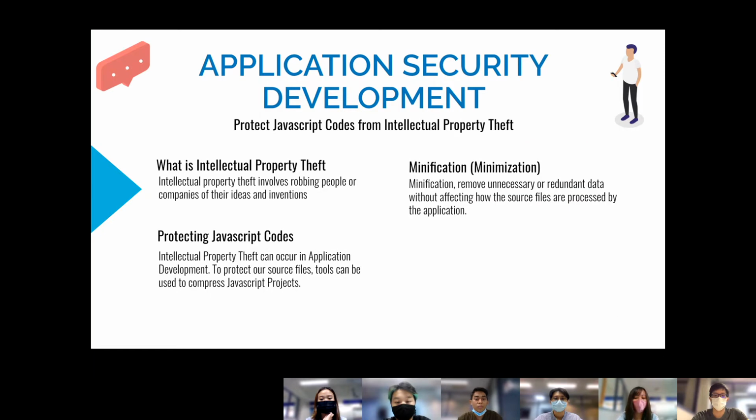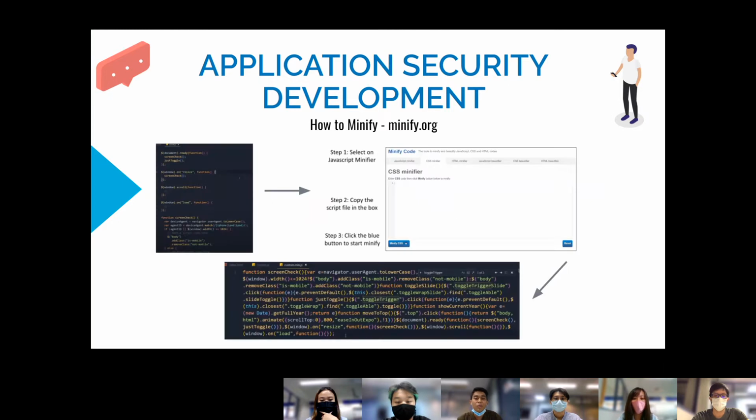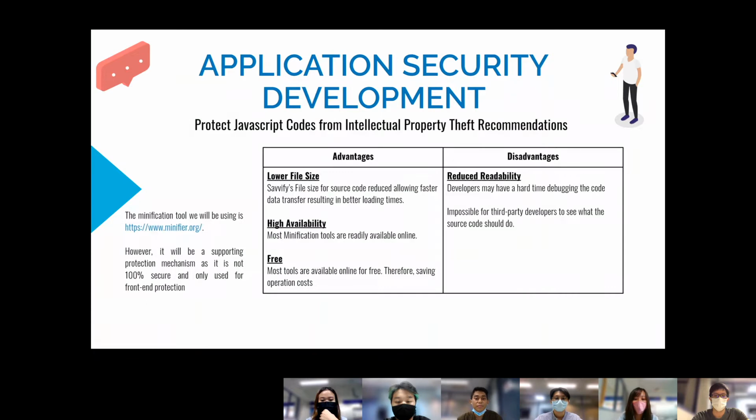Now, what is intellectual property theft? We have to protect our JavaScript code from that. Intellectual property theft involves robbing people or companies of their ideas and innovation. Protecting JavaScript code involves protecting source files that can be used to compress our JavaScript projects. One of them is called minification. Minification removes unnecessary or redundant data without affecting how the source files are processed by the application. This is an example of how we can do that by using minify.org.